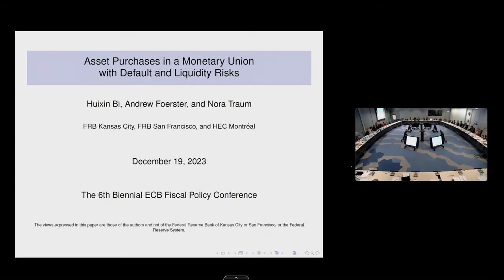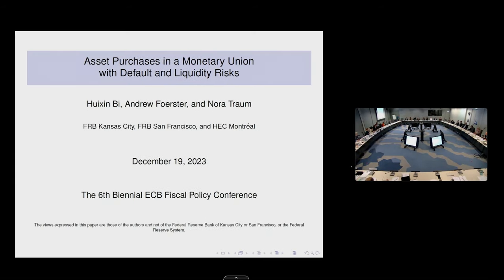We have two very interesting contributions here. The first one is going to be presented by Hyushin Bee from the Federal Reserve Bank of Kansas City, who is going to present the paper Asset Purchases in a Monetary Union with Default and Liquidity Risks, which is joint work with Andrew Forrester and Nora Trump. So Hyushin, the floor is yours. You have 25 minutes.